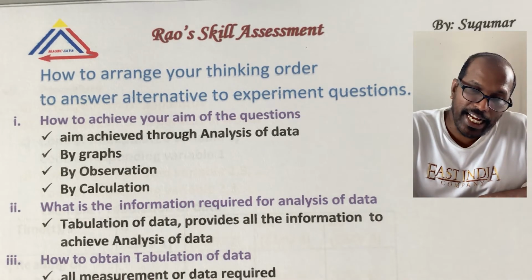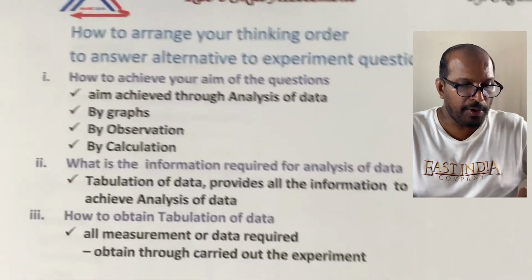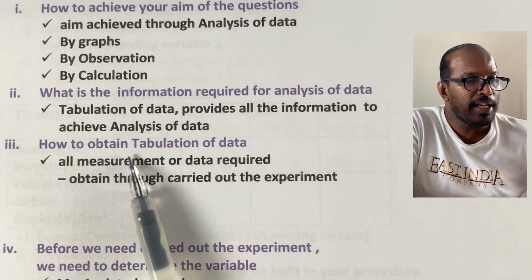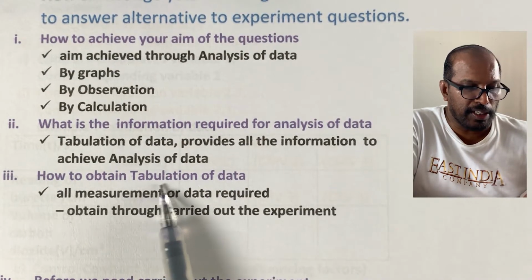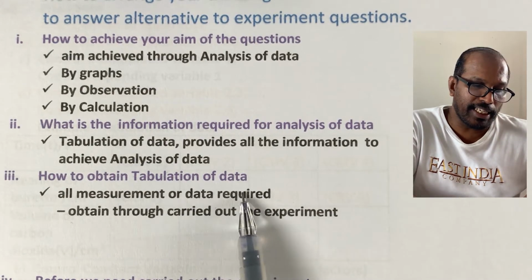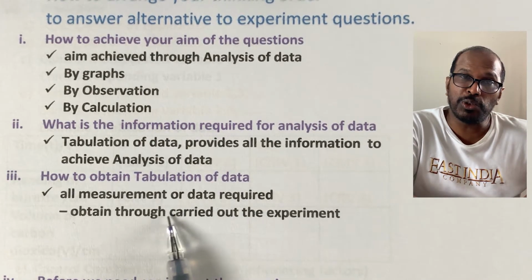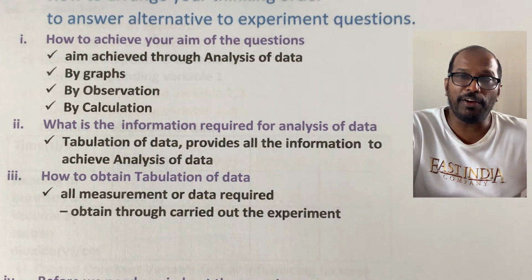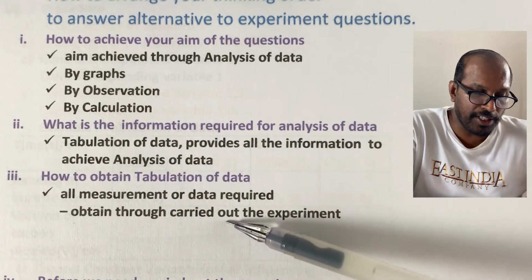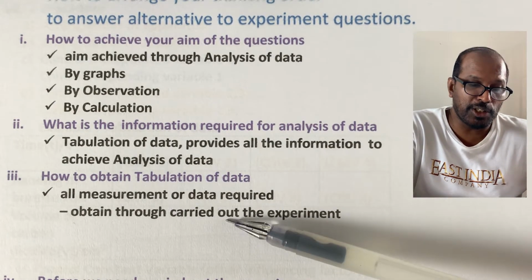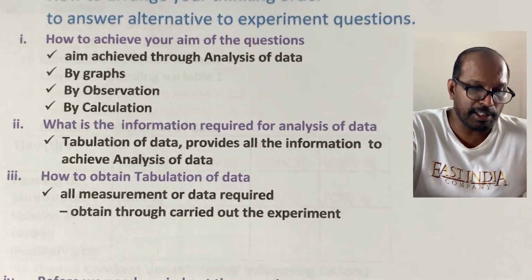And the next problem, the third problem, is how we are going to obtain the tabulation of data. We can get all the data by carrying out the experiment. That means all measurements of data required can be obtained through carrying out the experiment. So we carry out the experiment practically to fill up the entire empty fields in a tabulation. By doing that, we can get all the information required for the analysis of data. Therefore, we can achieve the objective of the experiment.